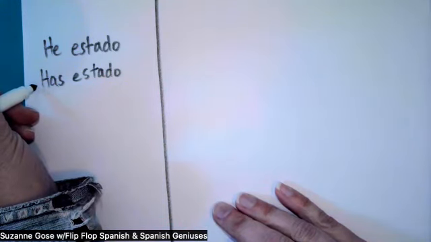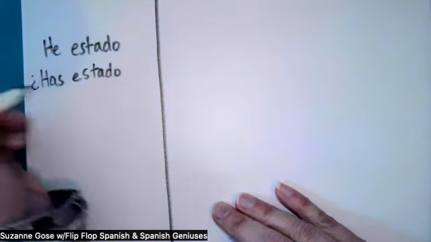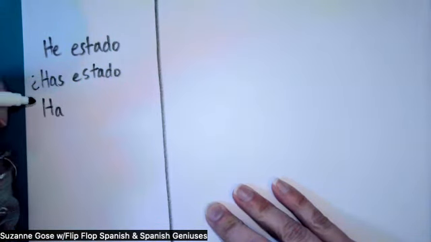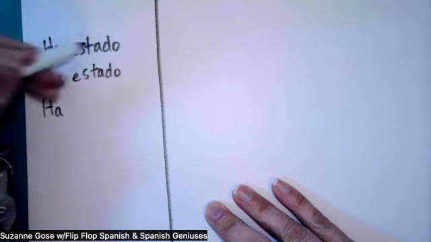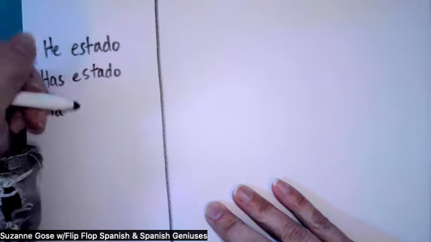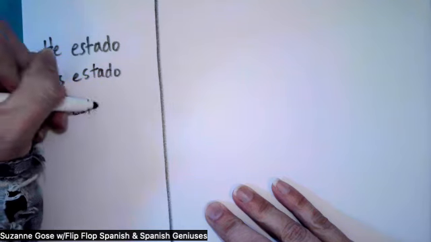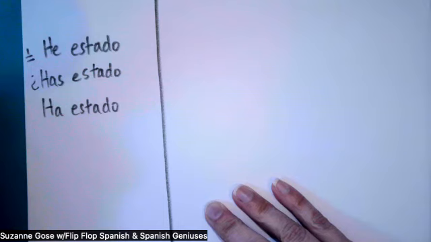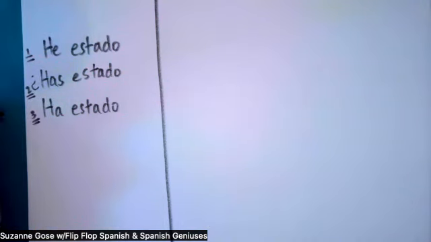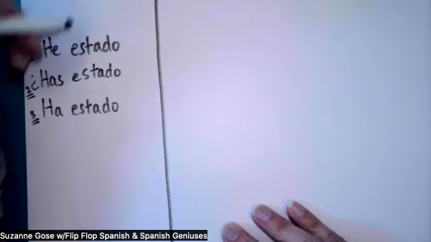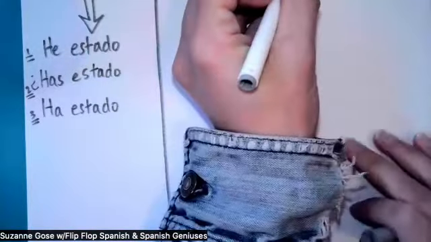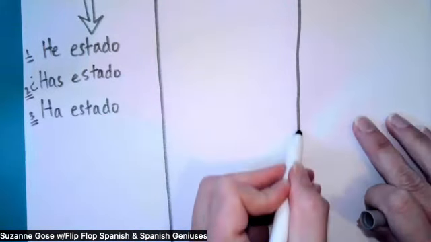So if we make a question for that. And then he has been doing, or she has been doing, third person is ha. He estado, has estado, ha estado. It's not really a way to draw this. First person, second person, third person. This is all in the singular. And this is what have you been. Now, the doing part is the part that we're going to change. So I'm going to teach you how to make it doing.